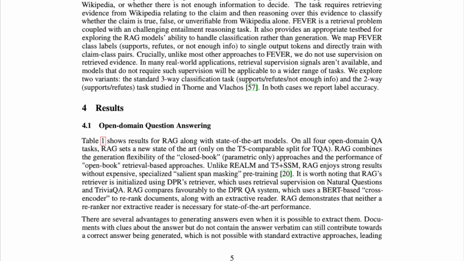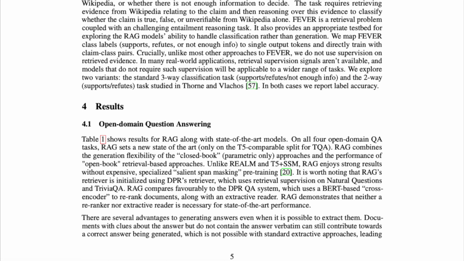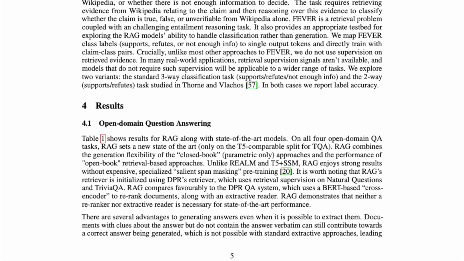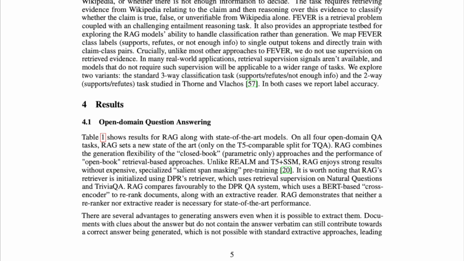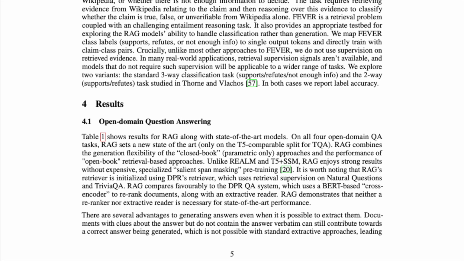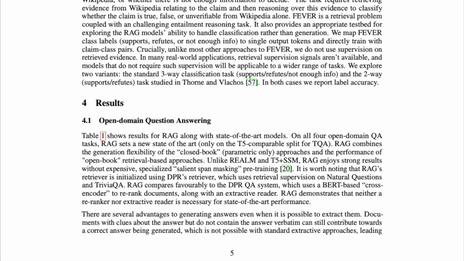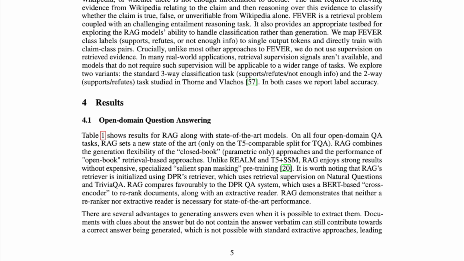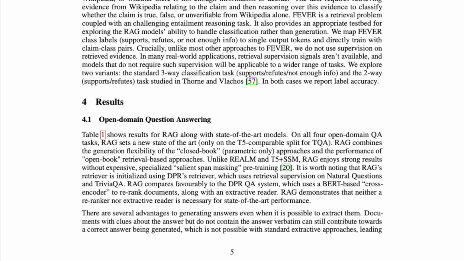It is worth noting that RAG's retriever is initialized using DPR's retriever, which uses retrieval supervision on Natural Questions and TriviaQA. RAG compares favorably to the DPR QA system, which uses a BERT-based cross-encoder to re-rank documents, along with an extractive reader. RAG demonstrates that neither a re-ranker nor extractive reader is necessary for state-of-the-art performance. There are several advantages to generating answers even when it is possible to extract them. Documents with clues about the answer but that do not contain the answer verbatim can still contribute towards a correct answer being generated, which is not possible with standard extractive approaches.